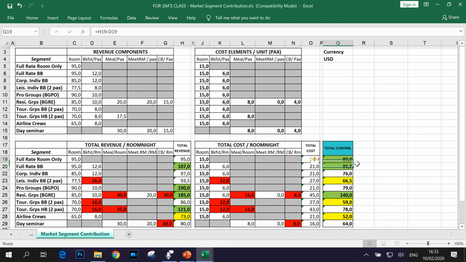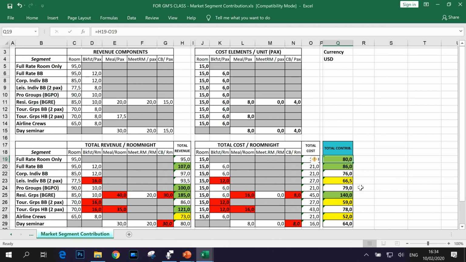And third most strongest, with the highest profit contribution is full rate room only, which did not give us the good revenue contribution, right? So when it comes to revenue only, full rate room did not appear very strong, but now it's slightly different when we look into the profit side. So full rate room only becomes quite important segment.